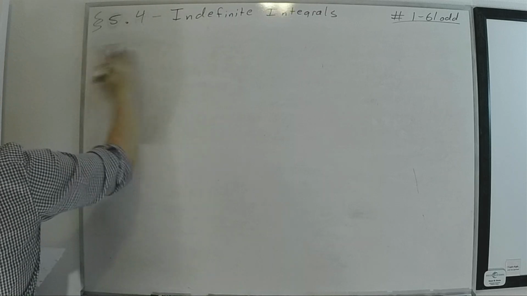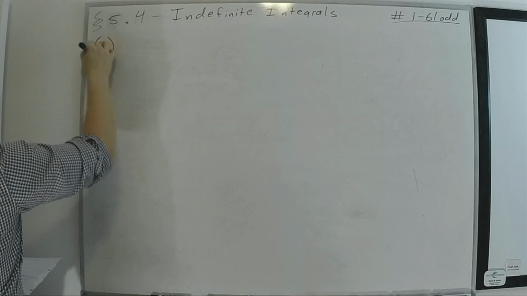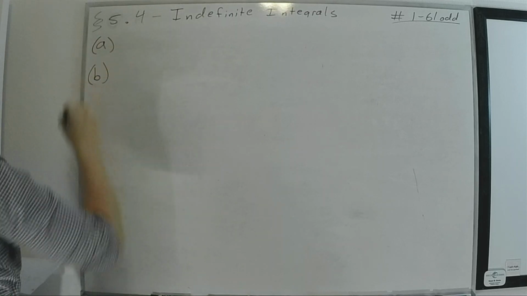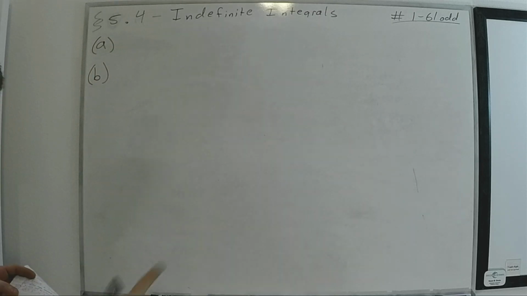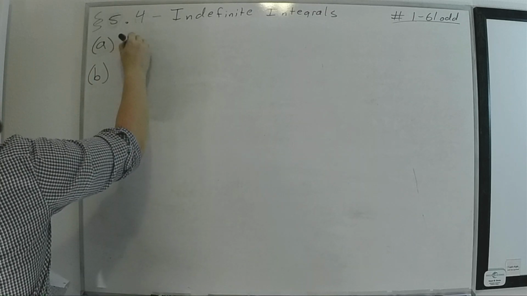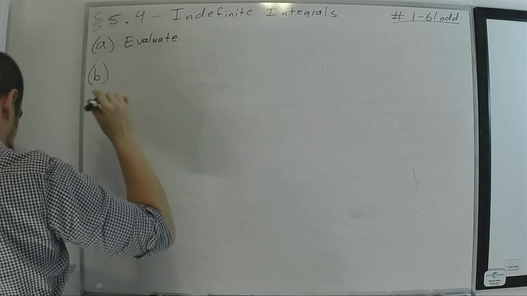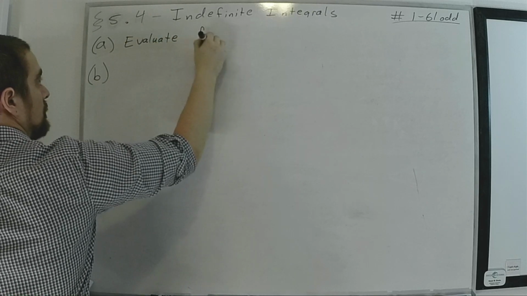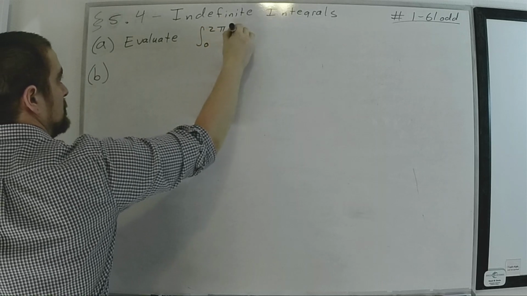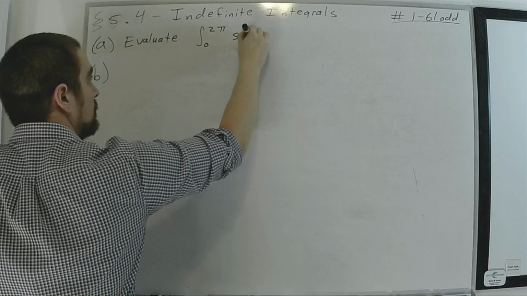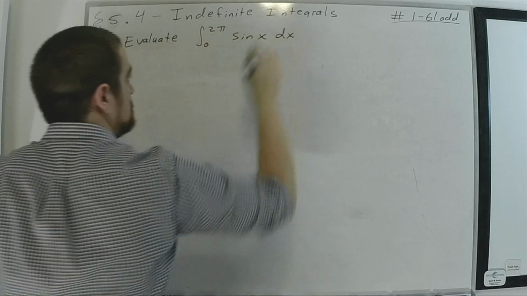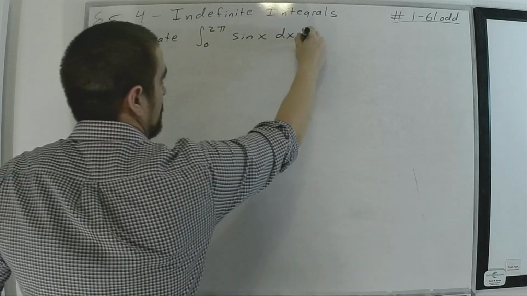Okay. Again, not too much more. Here I want to say 2 parts to this. First, let's go ahead and evaluate the definite integral from 0 to 2 pi sine of x dx. That'll be part A.